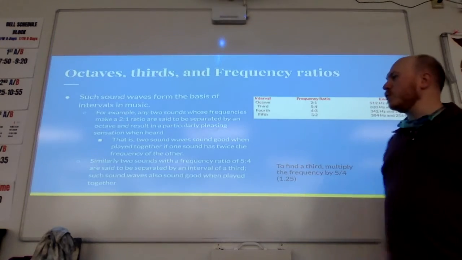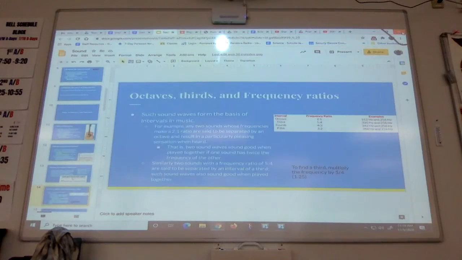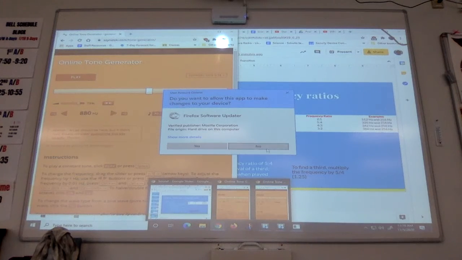Now, similarly, two sounds with a frequency ratio of 5 to 4 are said to be separated by an interval of a third. Such sound waves also sound good when played together. So to find a third, you just multiply the frequency by 5/4, so 1.25. So if I wanted to do the same thing with that website, where I'm playing the two different tones, I can easily find a third.